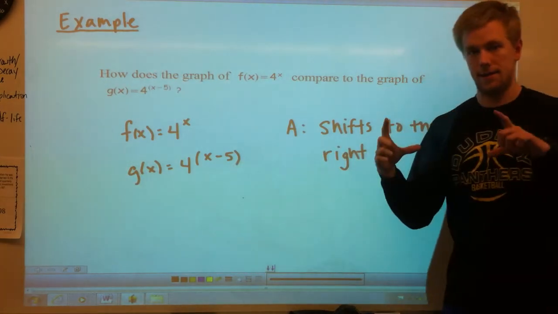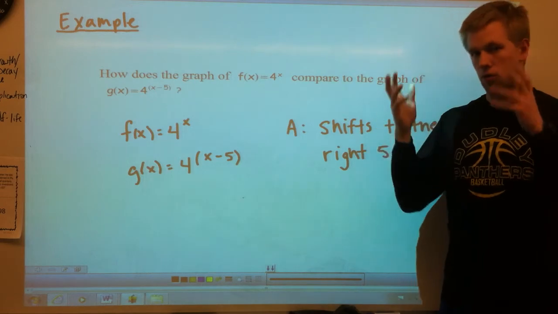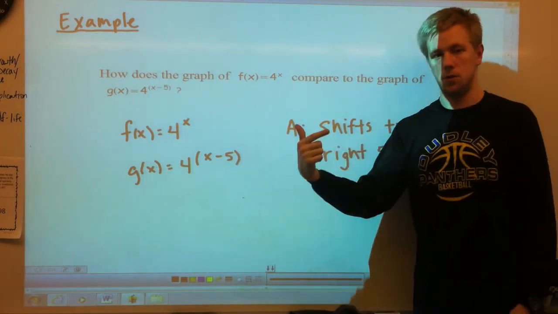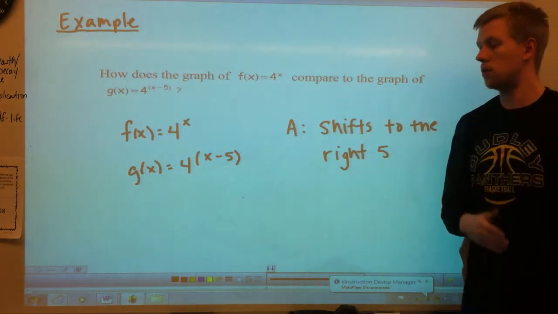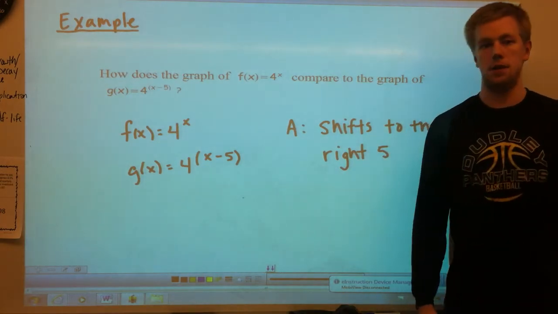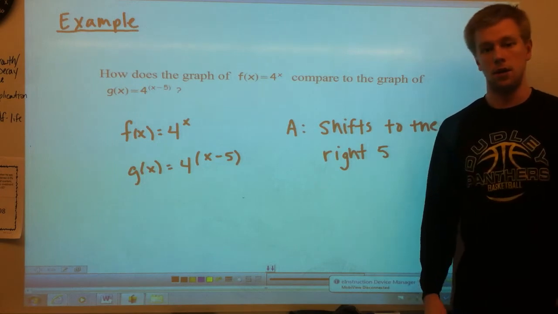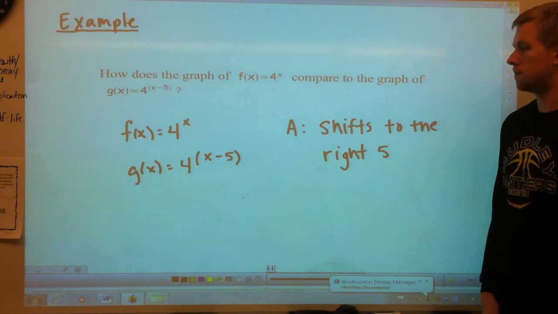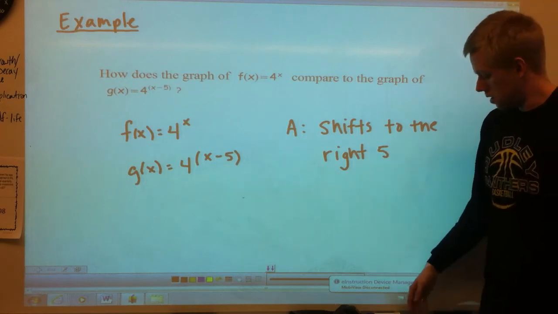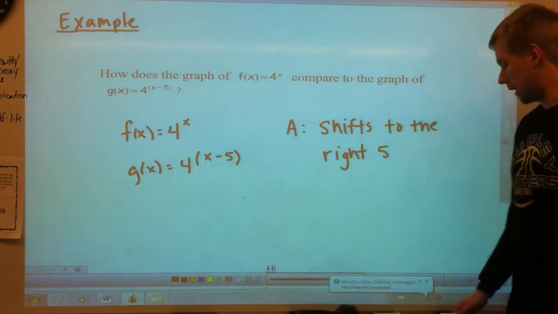Now again, inside parentheses, you do the opposite of what you might normally think. Minus means I'm going to the right. So this graph would shift to the right 5 times on your coordinate plane. You would just count 5 spaces over for every dot that you had. So if you only have one dot where the y-intercept was, you just count to the right 5 times. Okay? So that's very quick and easy.